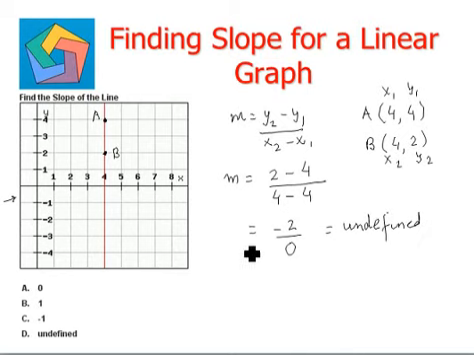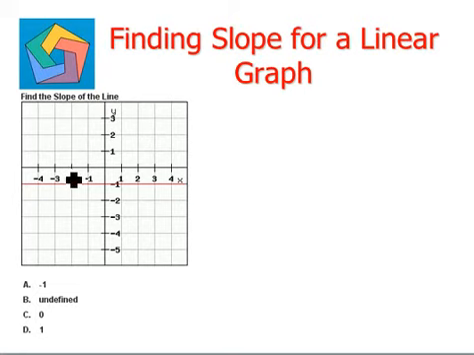So this is a rule that whenever you see a vertical line, the slope of that line would be undefined. We see that x is the same. In such cases where the line is vertical, we say that the slope is undefined. So therefore D is the correct answer. Let's look at the next question.